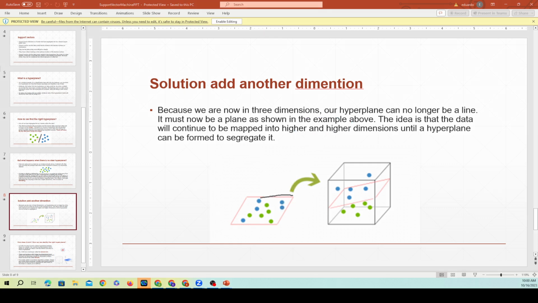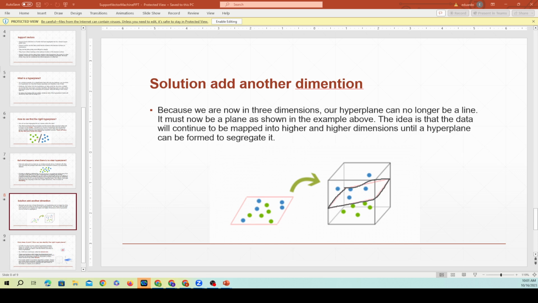So this is our two-dimensional space, and you can see we couldn't find a line that separates the blues and the greens. But what if, instead of looking at them like that, we look at them in a three-dimensional space? There is probably a separation then of the blues and the greens. So now you can see that we create this plane that separates the blues and the greens.